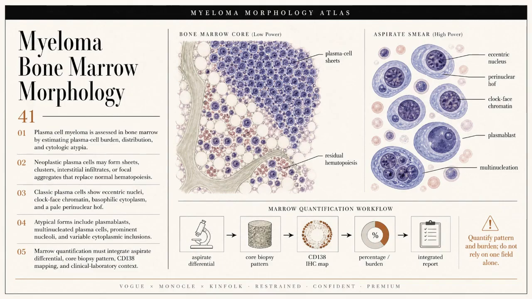Morphologically, these cells exhibit classic features that are critical for recognition. The nuclei are eccentrically placed, meaning they are pushed to one side of the cell, and the chromatin within the nucleus displays a distinctive clock face or cartwheel pattern. This pattern results from clumped heterochromatin arranged in a radial fashion, a hallmark of mature plasma cells engaged in active immunoglobulin synthesis.